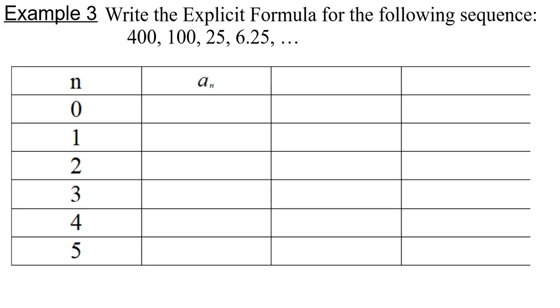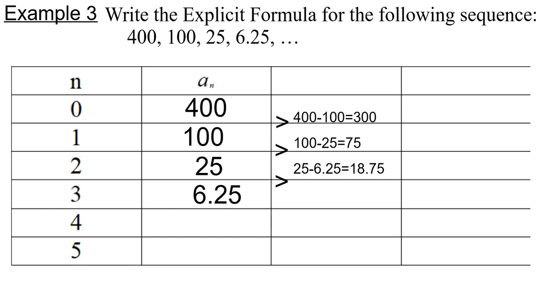Now here's another sequence that we want to write an explicit formula for. So if we think about our sequence, right, we've got 400, 100, 25, 6.25. Looking at the values, we can see that there's not going to be a common difference going from the current to the previous, right? So if we think about testing it, if I did differences, right, current minus previous, I can see it's not the same. So this is not going to be an arithmetic sequence.